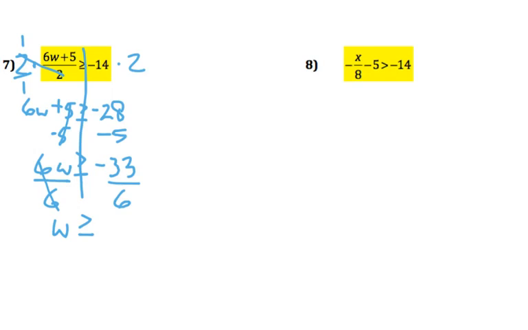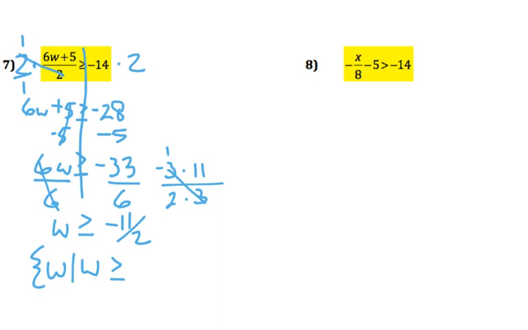There's got to be something that can simplify here, so let's think about this. 33 would be 3 times 11. And then we have a negative there. And then we have 2 times 3. So if we simplify the 3's, we'll get negative 1 times 11, so negative 11 halves. Now writing this in set notation, we would have the set of w such that w is greater than or equal to negative 11 halves.